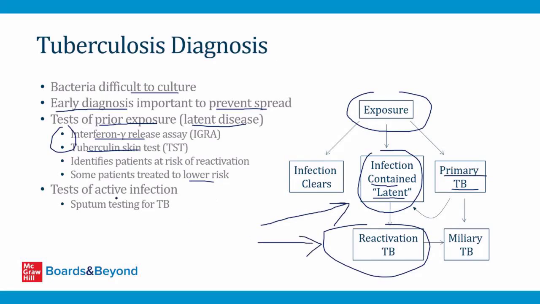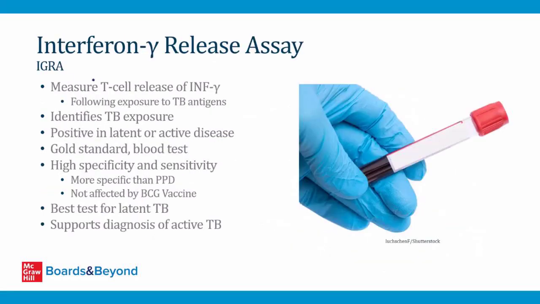If we think someone has an active pulmonary tuberculosis infection, usually what we do is test a sputum sample, and there are a number of tests you can do for tuberculosis, and we'll also talk about these in this video. So let's talk about the interferon gamma release assay.